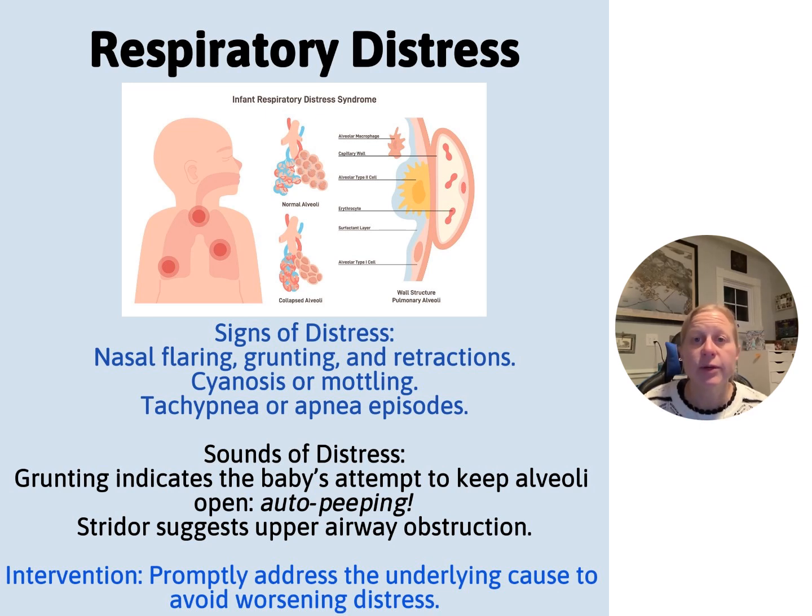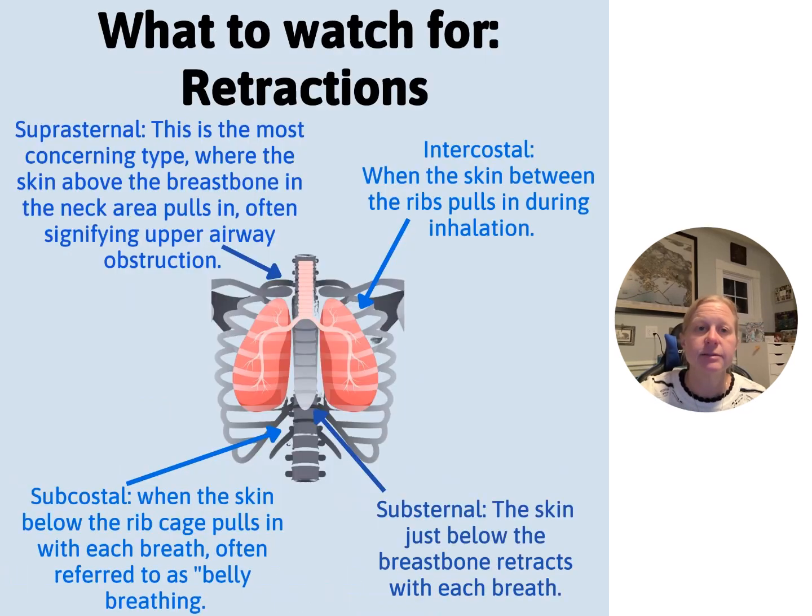Intervention: we want to address what's going on. If a baby's grunting, we want to get them on CPAP. If they are flaring, maybe they just need some high flow. If they have new retractions, maybe they need an increase in any of those modalities. So some things to watch for, we're going to dive into retractions.